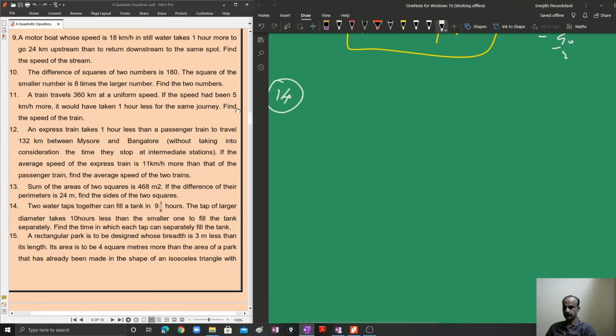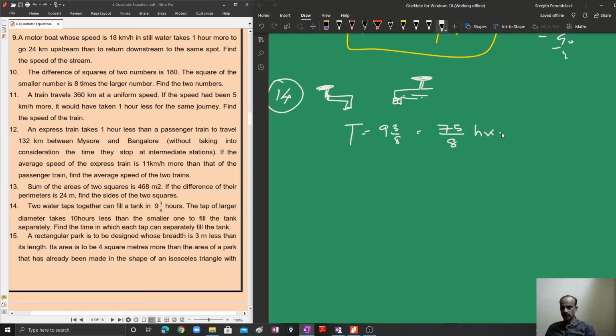Question number 14. Two taps together can fill a tank in 3 by 8 hours. There are two taps, one tap and another tap. Two taps can fill a tank, the total time taken is 3 by 8 hours, that is 8 9s are 72, 75 divided by 8 hours.